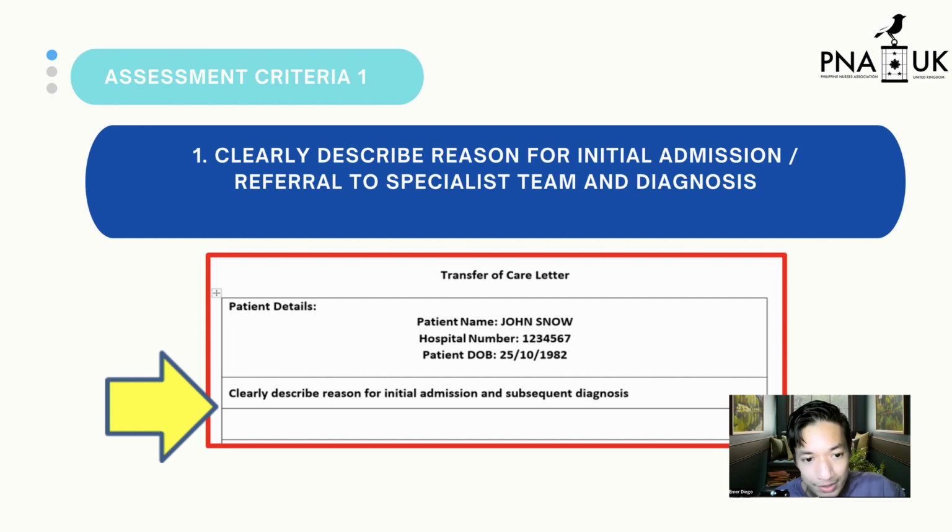So the first criteria is to clearly describe the reason for admission. Of course, the possible answers that you could write here are the following. Let's say the patient was admitted due to shortness of breath and was then diagnosed, let's say, with pneumonia or asthma. Okay, so where could you find the answer? For this particular section, you can find it in your admission booklet. Remember on our first webinar, you have your admission booklet. On the very first page, it says the reason for admission and of course your subsequent diagnosis.